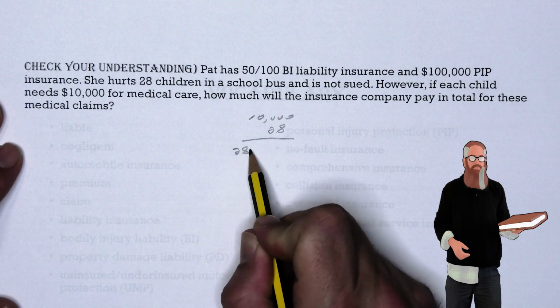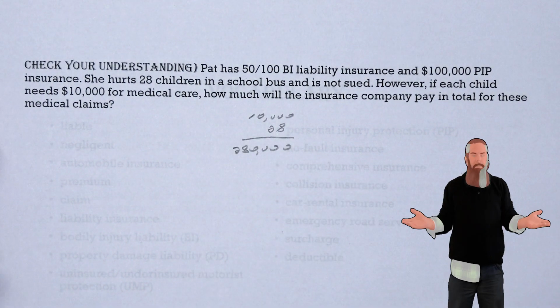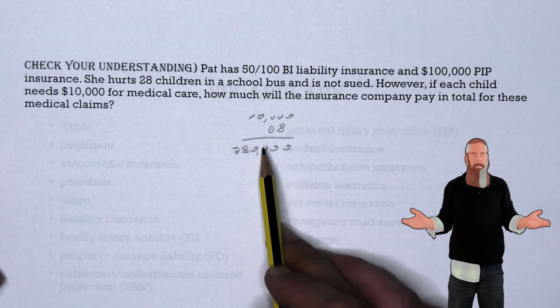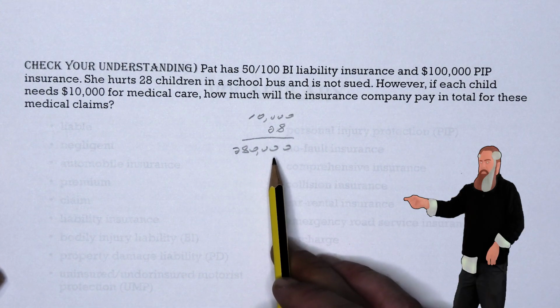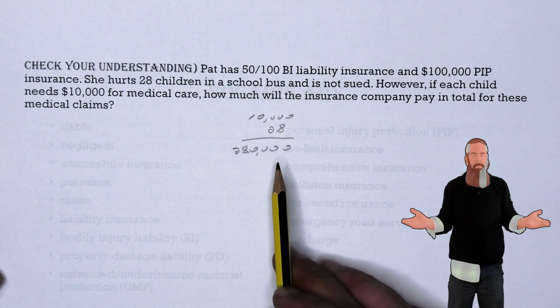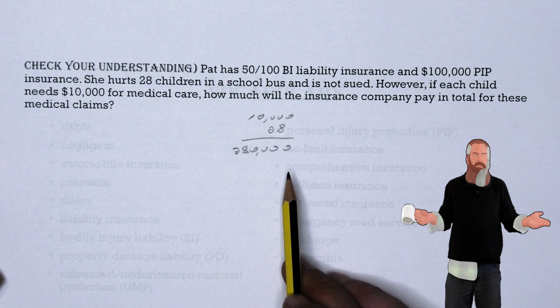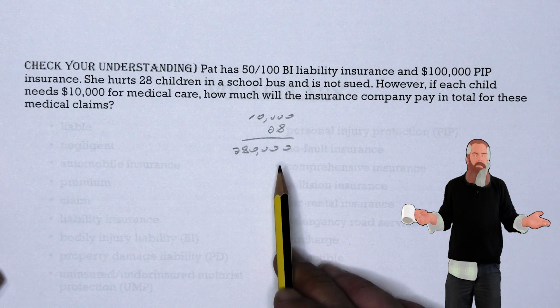That means that is $280,000. So the insurance company is going to pay all $280,000. That's because there's a $100,000 PIP coverage, and this is limited per person, not per accident.